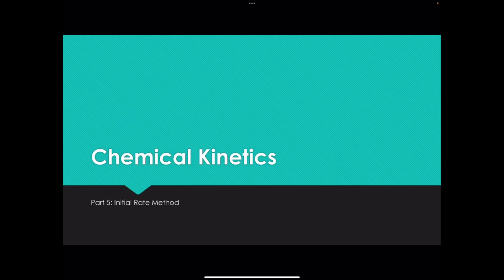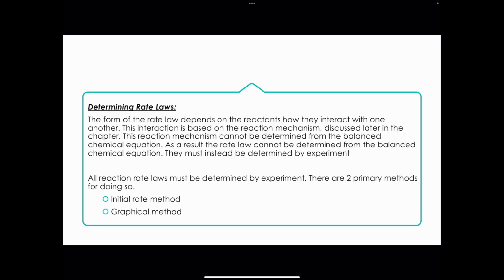In our discussion of kinetics, we've been talking about rate laws. We said that the rate law was going to be an equation that relates our rate to the concentration of our reactants. Now, those rate laws are going to be determined by experiment. And the form of the rate law depends on the reactants and how they interact with one another. This interaction is based on the reaction mechanism, which we'll discuss later in our chapter.